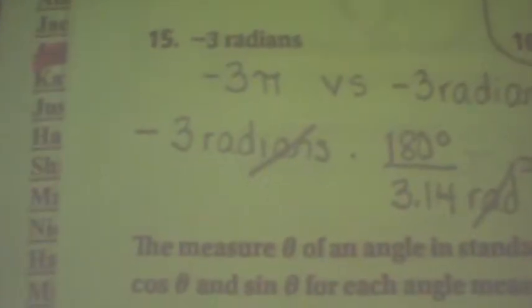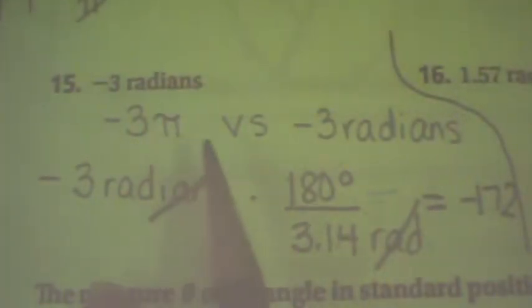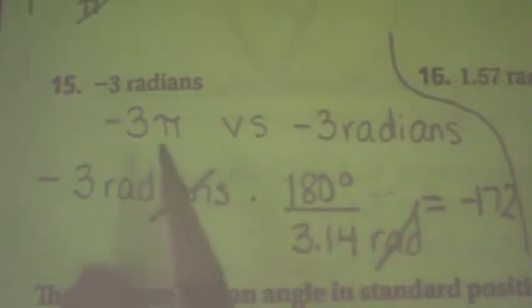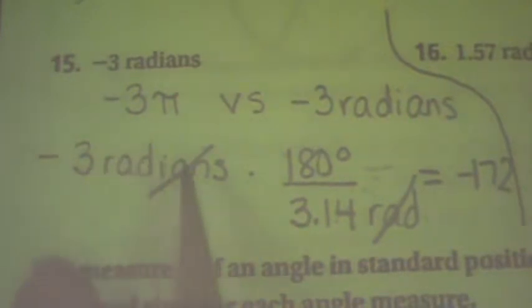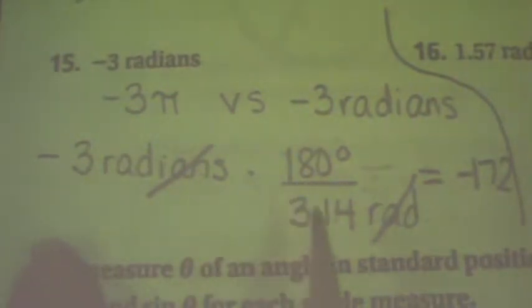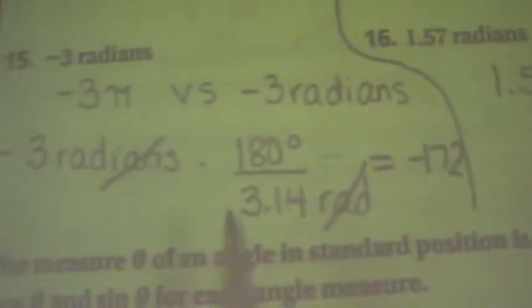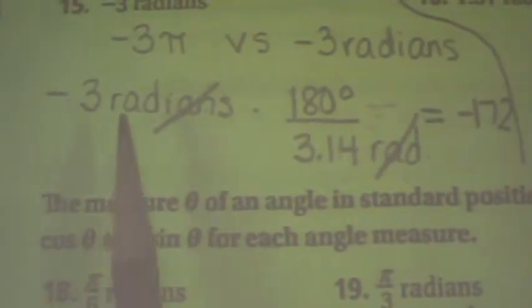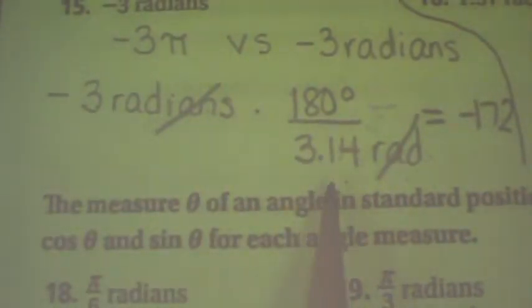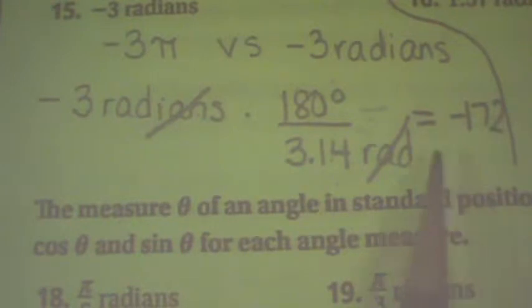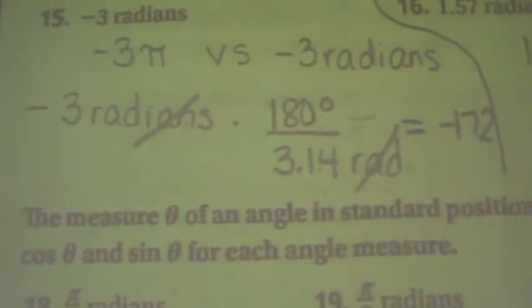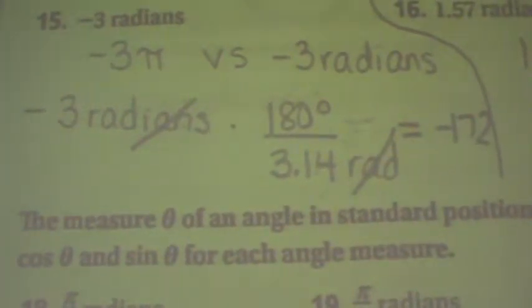Okay? So for this one, I wrote -3 pi versus -3 radians. Those are two different problems. For the one that they gave you, -3 radians, you would multiply this by 180 over 3.14 radians. These cancel, and I would expect you to use your calculator: you're going to multiply -3 times 180 and divide that by 3.14. You get a decimal here, but it's about -172 degrees.